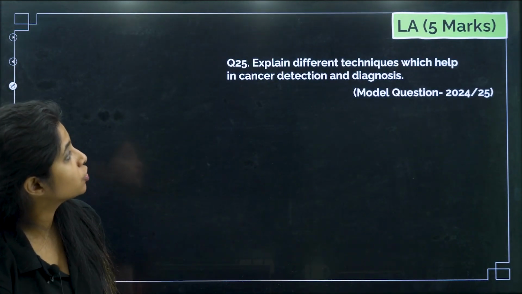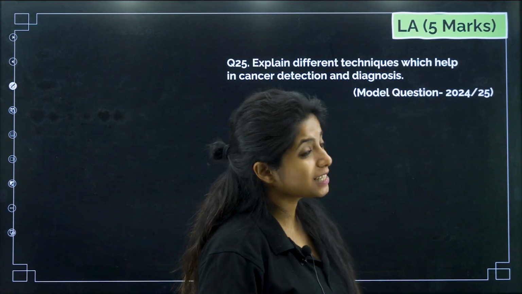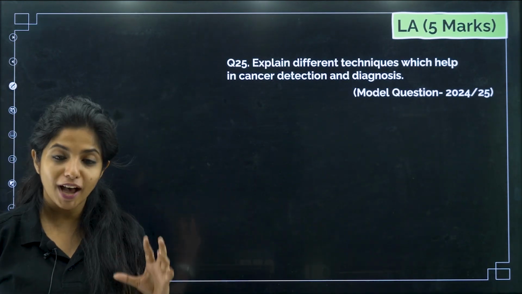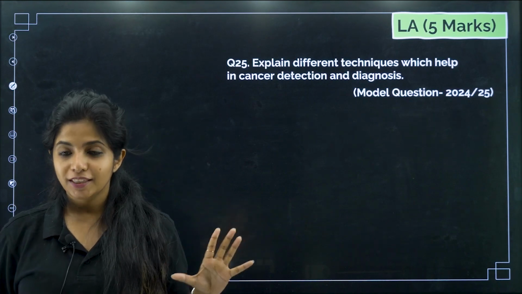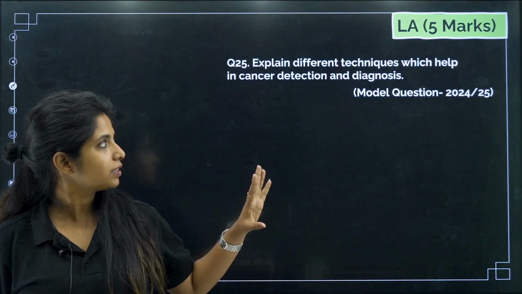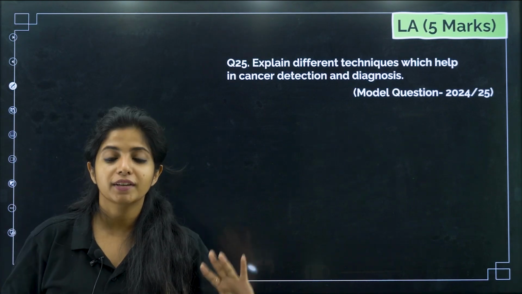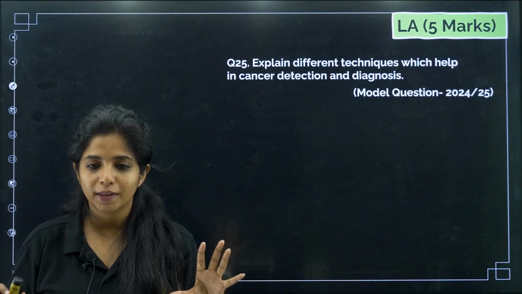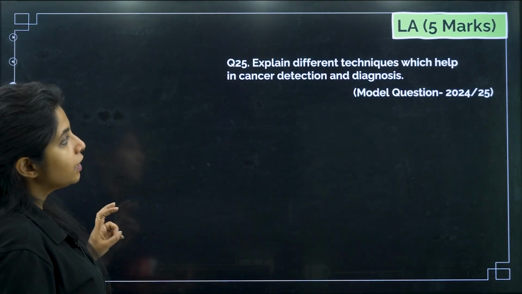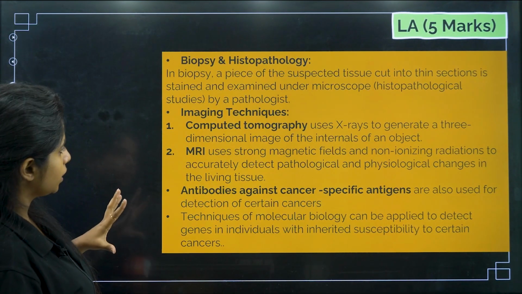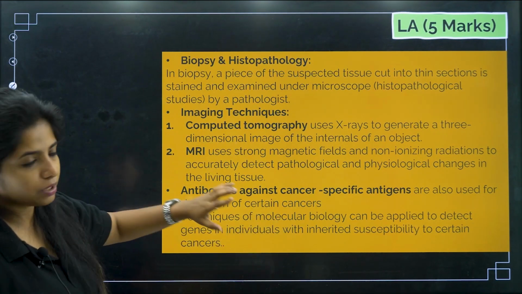Explain different techniques which help in cancer detection and diagnosis. I told you cancer comes in different forms, in different question formats, so you have to know all about it. There is no option to leave this. And we have three more questions after which we are going to complete the whole thing. So please don't run away, listen to me carefully, just be patient with me. So, different techniques which help in cancer detection and diagnosis. Okay, I'll teach you from here itself.